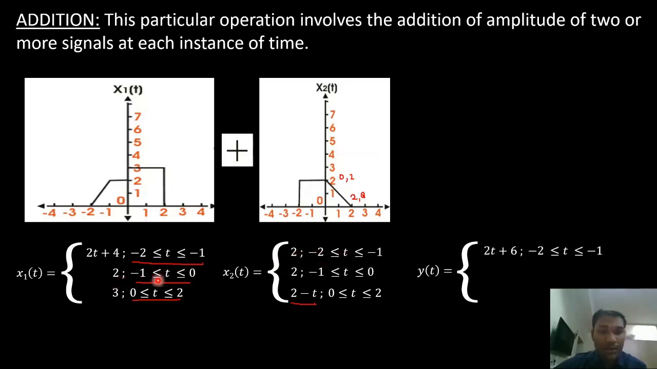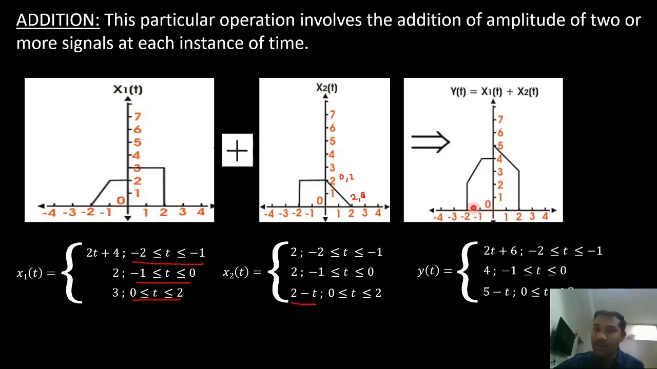And in the range -1 to 0, x1 has 2 and x2 has 2. So add both, we get 4. And in the last range, 0 to 2, we have 3 and we have 2 minus t. So if you add both, it becomes 5 minus t. So this is how it looks.